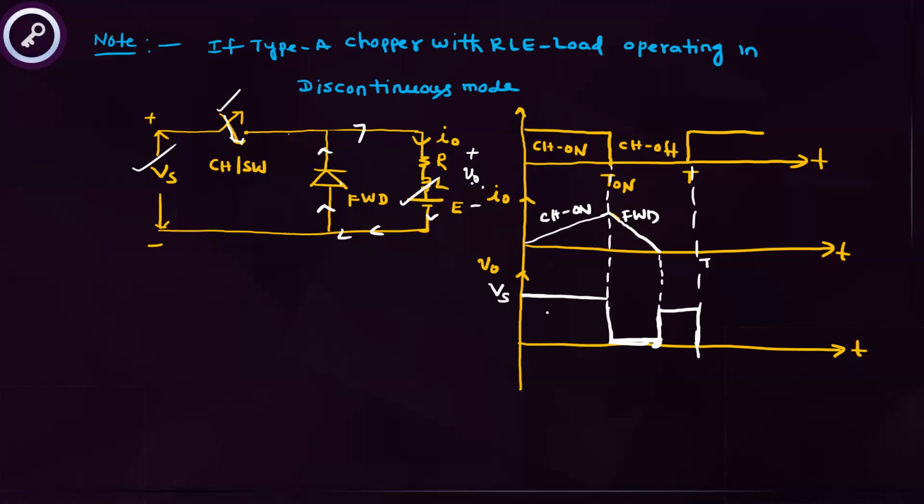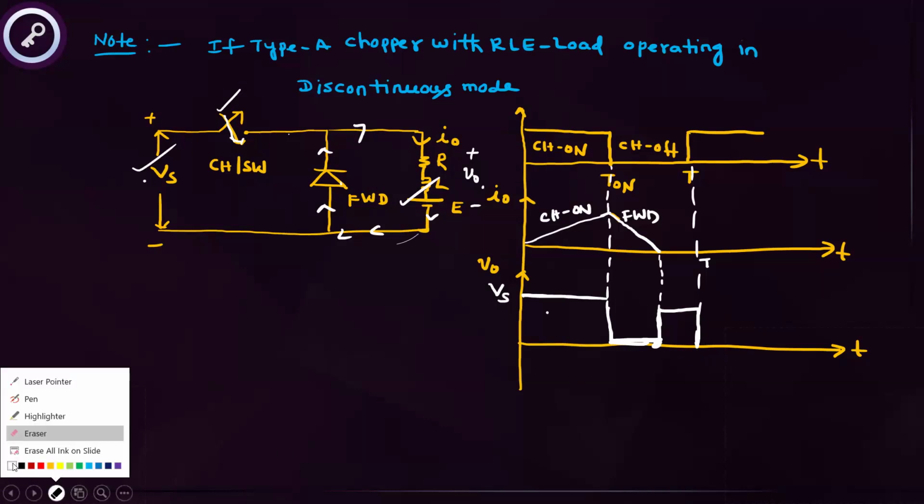During chopper on, V naught equal to Vs. Chopper off, freewheeling diode conducting, output 0. Next, no device is on. Chopper is in off state, freewheeling diode is also in off state. Then what is the output voltage equal to? Battery voltage. Output voltage equal to battery voltage.